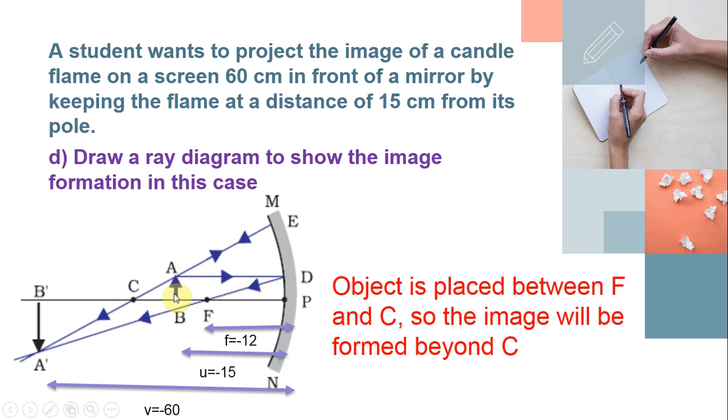So this is the object. We take two rays. One is parallel to the principal axis, and the other ray comes from the center of curvature. It returns back along the same path. We get the image. The image is formed beyond C. From this ray diagram, you have to mark F, C, and the object and image positions, the path of the rays, and the values of U, V, and F.